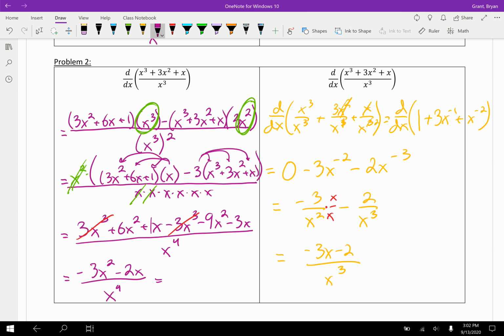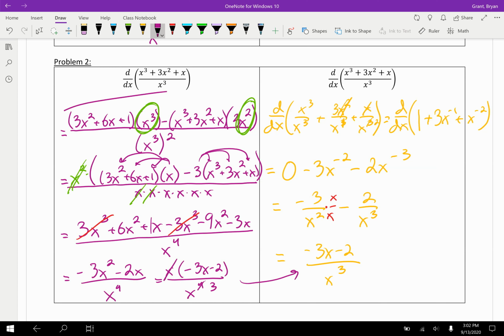What's still in common to the numerator? Well, an x, of course, and we have -3x minus 2 divided by x to the 4th, and hopefully we can see these cancel, leaves us with the 3, and we have matched our answer.